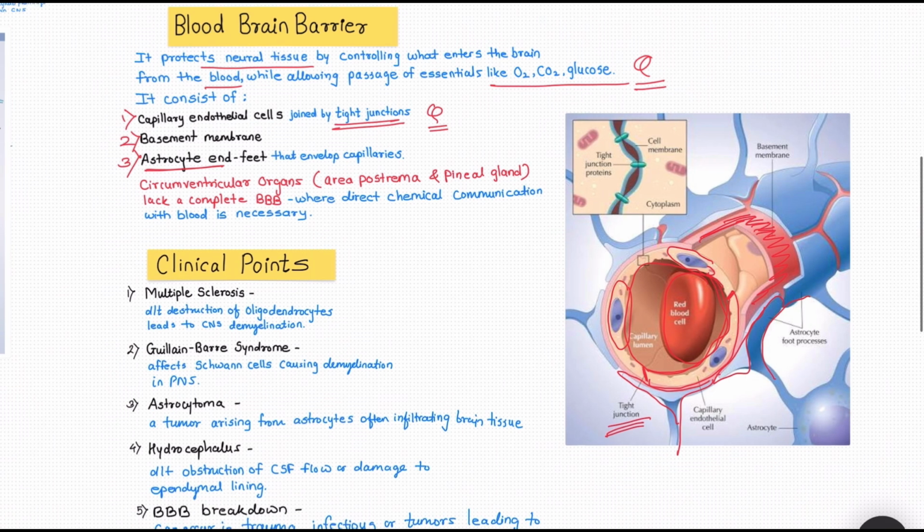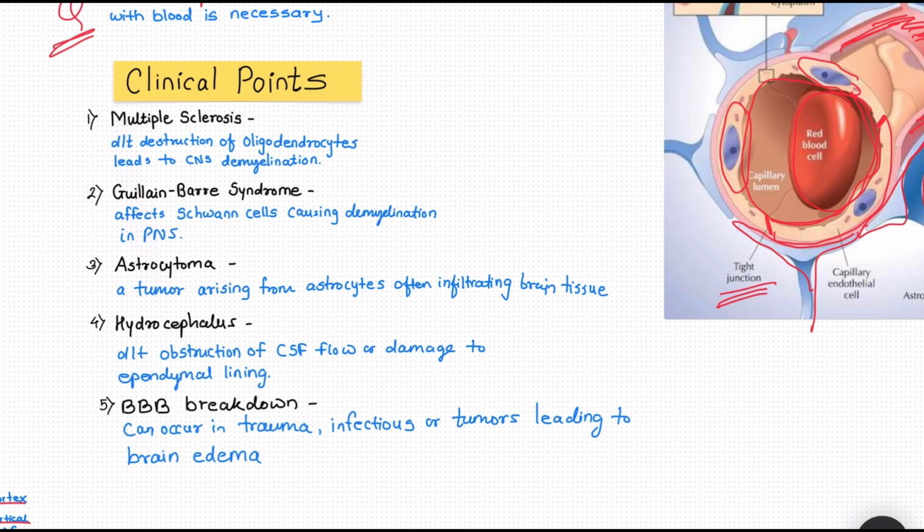Then circumventricular organs like area postrema and pineal gland lack a complete blood-brain barrier, where direct chemical communication with blood is necessary. It is an MCQ point. Now let's see some syndromes and diseases which are related to nervous tissue.